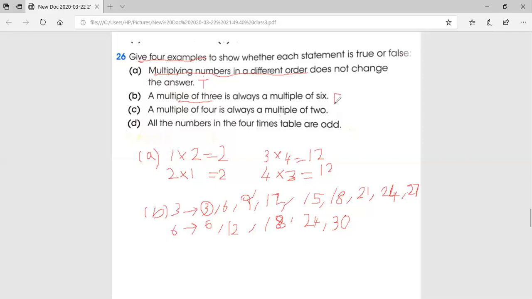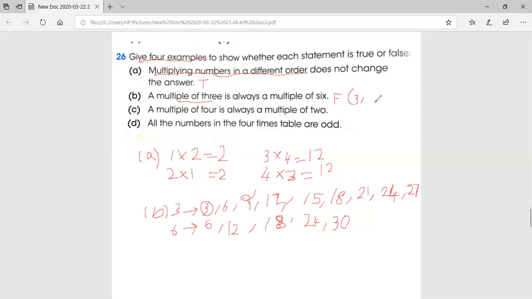The statement is false. This statement is telling us all the numbers in the 3 table should be in the 6 table. But if you take the first number 3, it is not in the 6 table. 6, yes, the second number is in the 6 table. 9 is not in the 6 table.